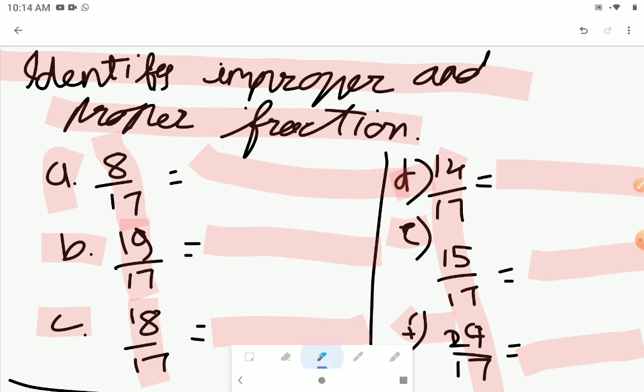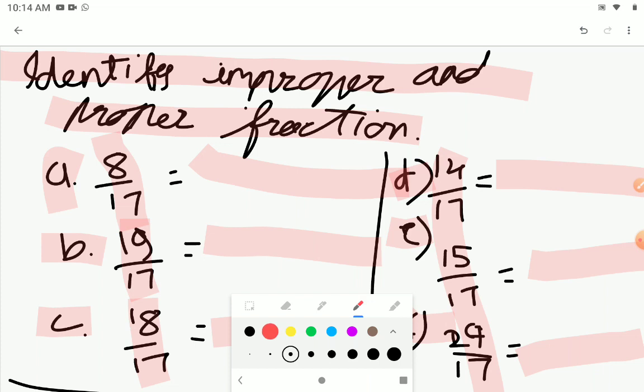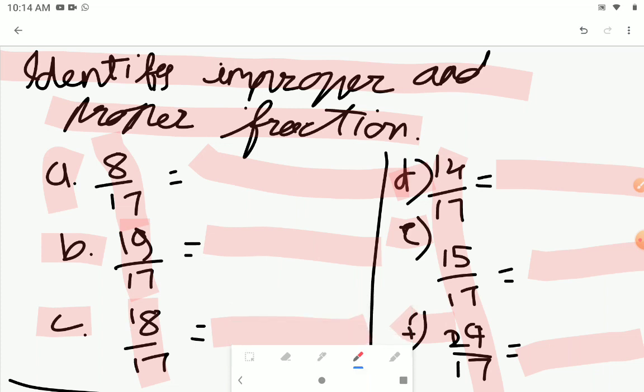Okay, so let's see carefully. Watch this video till the end. You will learn this quiz super fast. Now, 8 by 17 is a proper fraction. So we are going to write here proper.